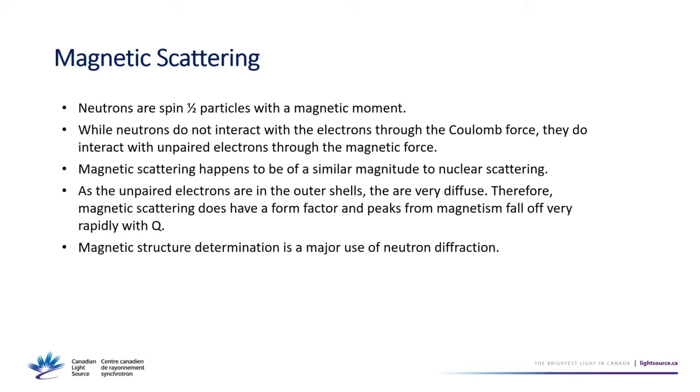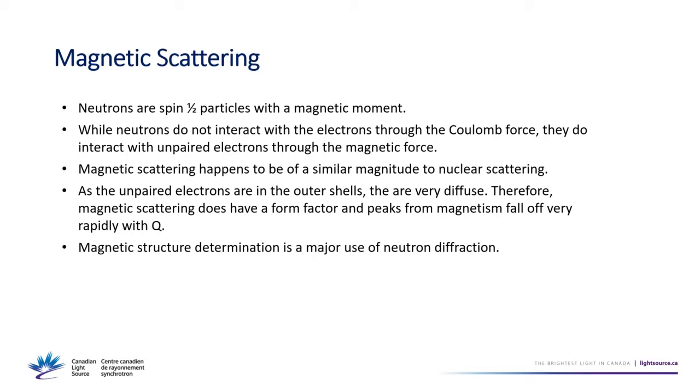All right, the other thing neutrons are heavily used for is determination of magnetic structures. Neutrons are spin-half particles with a magnetic moment, and while neutrons generally interact through the nucleus, they can interact with unpaired electrons because of the magnetic moment on those unpaired electrons. That gives rise to magnetic scattering. And if you have ordered magnetic moments, then you get Bragg peaks from those magnetic moments from the neutrons.